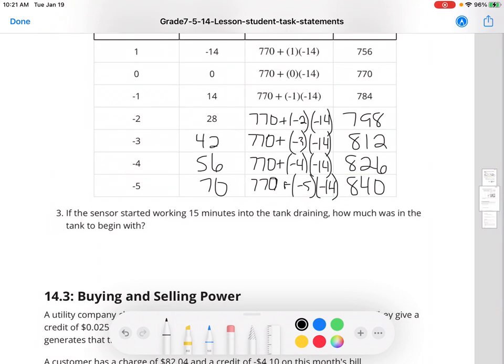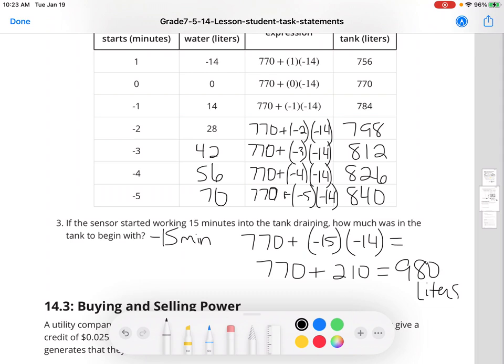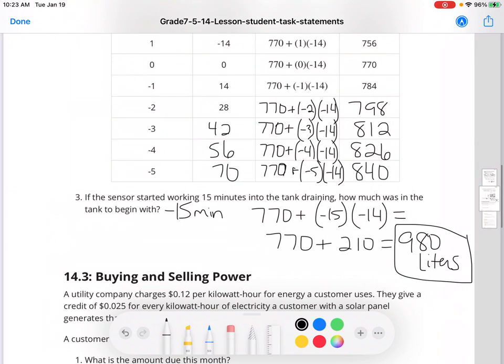Okay, number 3. If the sensor started working 15 minutes into the tank draining, how much was in the tank to begin with? Okay, so if it started working 15 minutes after the tank has been draining, then we want to know at negative 15 minutes. So our expression would be 770 plus negative 15 times negative 14. So that's a change of 210 liters, which puts us at 980 liters. So that means there was originally 980 liters in the tank.